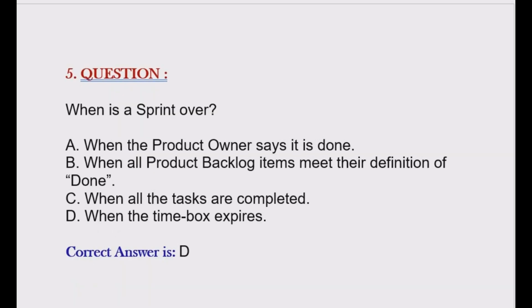Question is, when is a sprint over? Option A, when the product owner says it is done. Option B, when all product backlog items meet their definition of done. Option C, when all the tasks are completed. Option D, when the time box expires. Correct answer is option D.